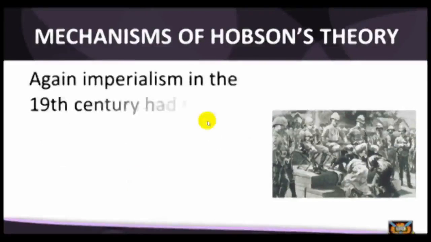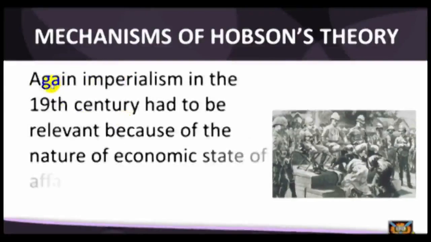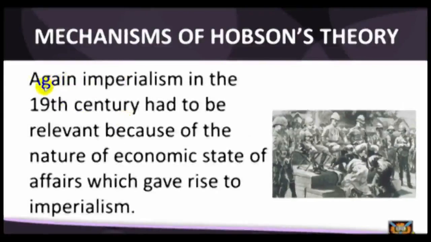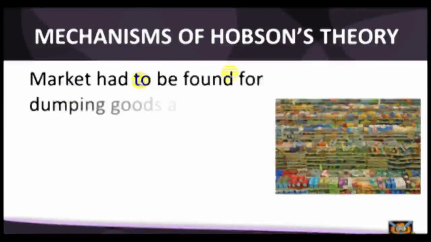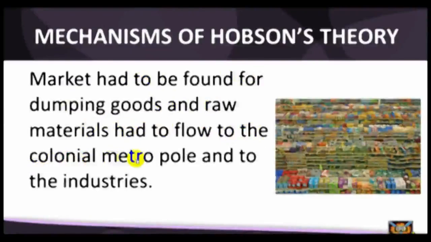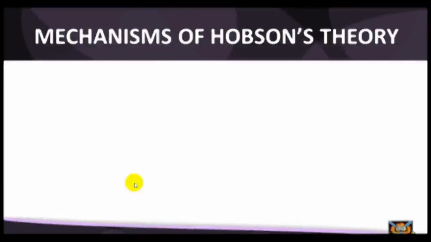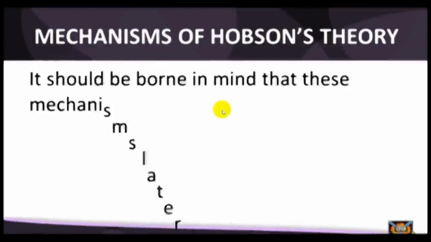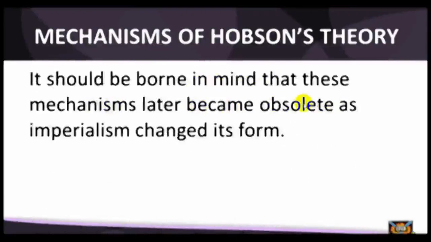Again, imperialism in the 19th century had to be relevant because of the nature of the economic states of affairs which gave rise to this imperialism that we're talking about. A market had to be found for dumping goods, and raw materials had to flow to the colonial metropole and to the industries. And you should bear in mind that these mechanisms later became obsolete as imperialism changed its form.